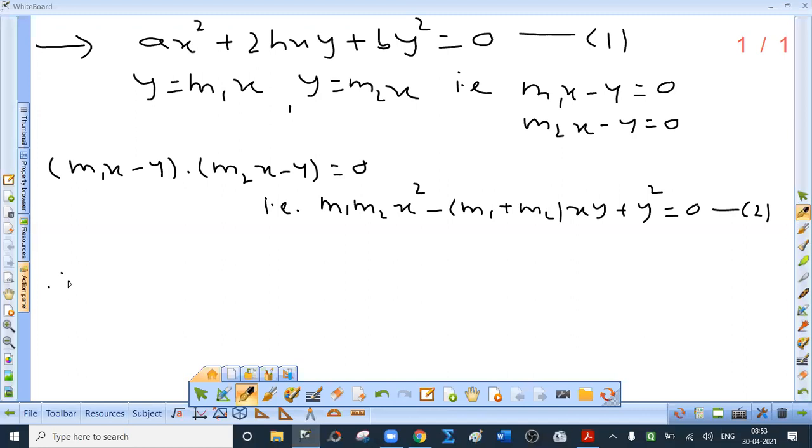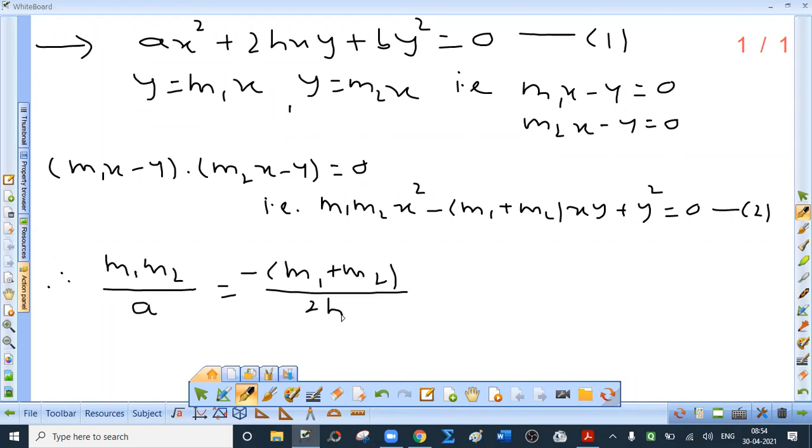We compare their coefficients. I'm writing directly. So m1 m2, I'm comparing the coefficient of x square. In equation 2 it is m1 m2, and in equation 1 it is a. So m1 m2 upon a equals minus (m1 plus m2). This is the coefficient of xy upon 2h. And what about the constant? 1 upon b.